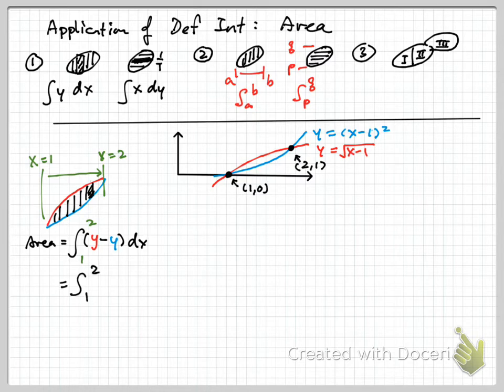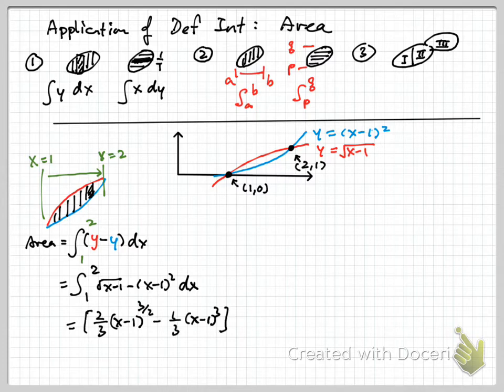And the result goes to something like this. The integral of square root of x minus 1 subtract (x minus 1) squared dx. And that is 2/3 (x minus 1) to the power of 3/2, subtract from it 1/3 (x minus 1) cubed, integrated from 1 to 2. Now I'm not going into the details. If you put 2 and 1 into this expression, you get the answer equal to 1/3. I leave it to you as an exercise. So that's how we do the vertical slicing.